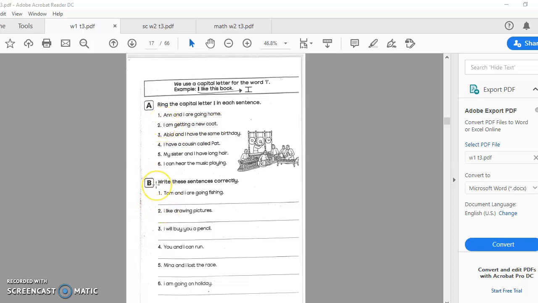Then here, write these sentences correctly. Tom and I are going fishing. Whenever you write I, it must be a capital letter. So you check that all your I's are with a capital letter and all your sentences have a full stop.